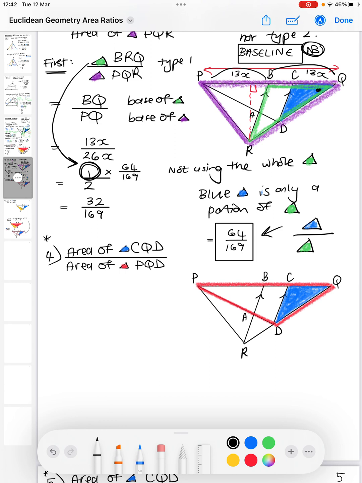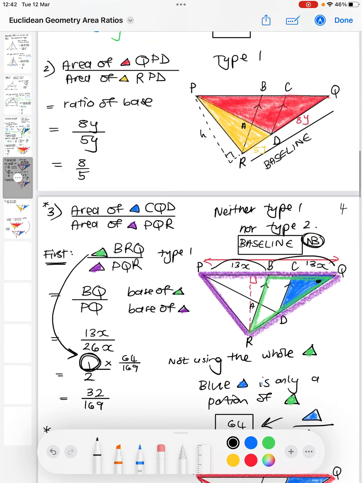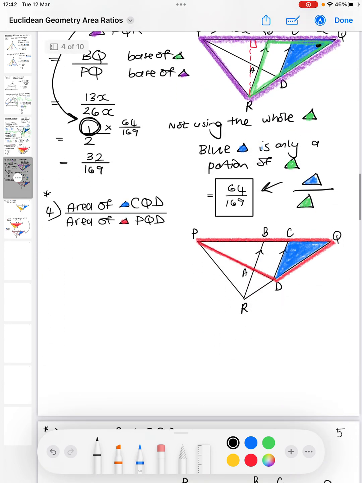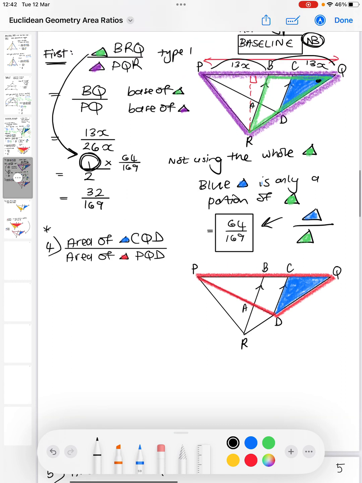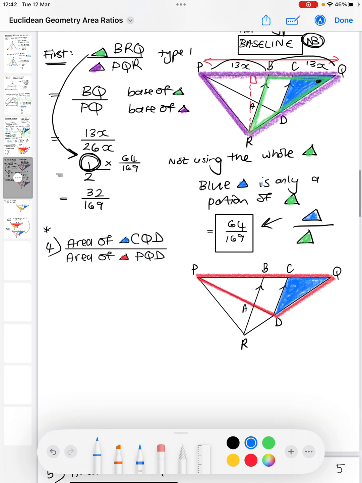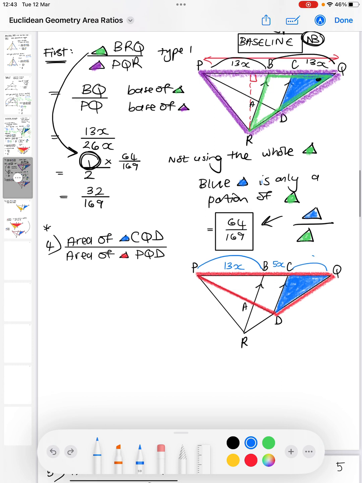So in this case, we are trying to find the area of blue over red. I've worked with blue before. I think I've worked with red before. This one's actually fine to do. In this case, I'm just going to include the 13x. That is PB. This is 5x. And then this is 13x again. Not 13, I'm lying. 8x. I'm going to need this for this question.